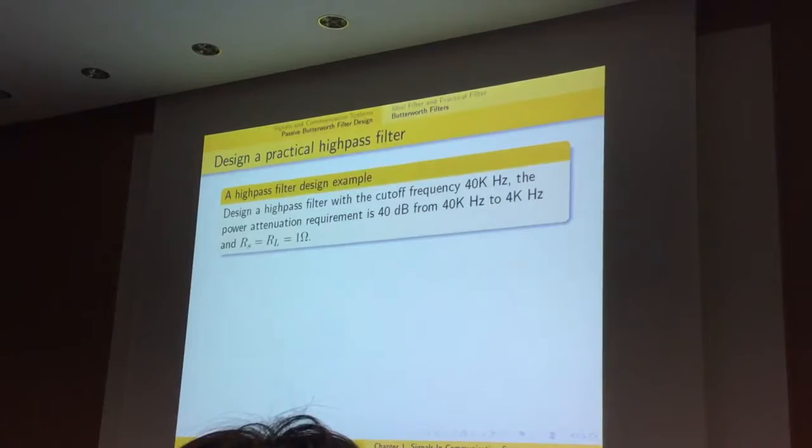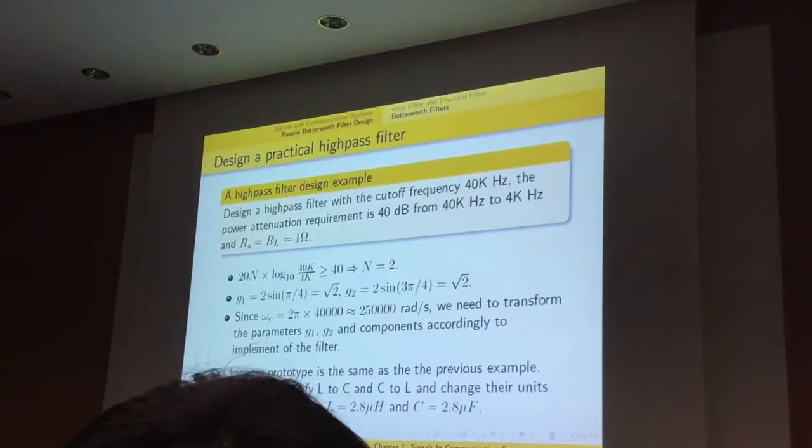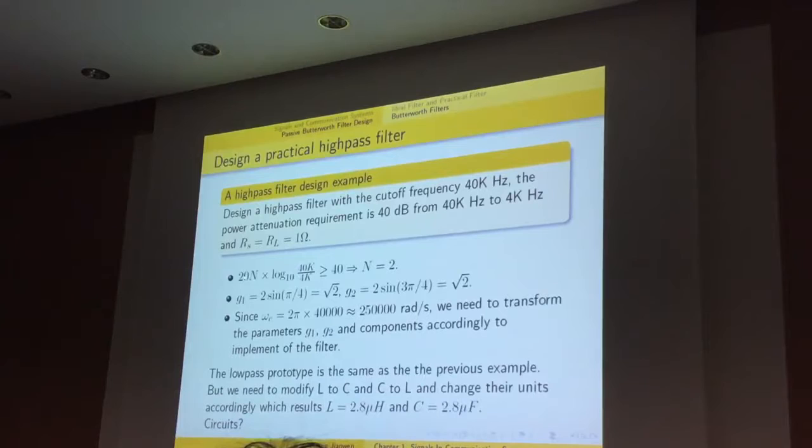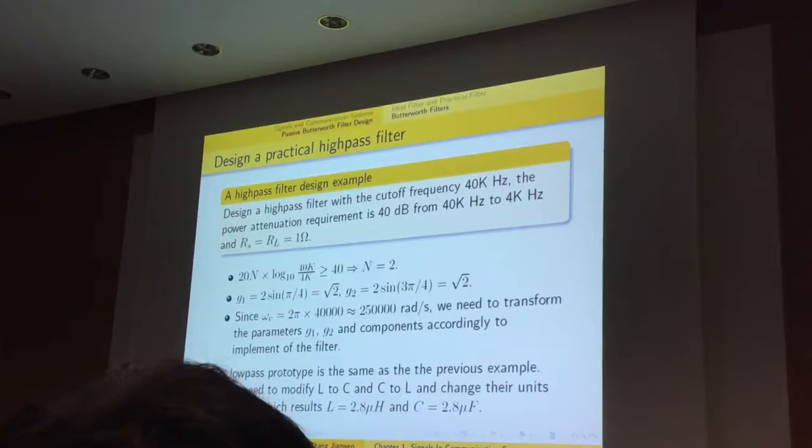Alright. Similarly, again, we follow the steps just now. First one, I want to find out what's the order. So 20 times n, runoff rate, right, times the number of decades from 40k to 4k, must be greater or equal to 40 dB. Okay, n equal to 2 again. We have two examples with n equal to 2, but it doesn't mean that you always have an n equal to 2 problem, okay? We just want to illustrate some difference between the low pass and high pass here. That's why we choose n equal to 2 in both examples. But it doesn't mean that we will only test you up to 2, alright?